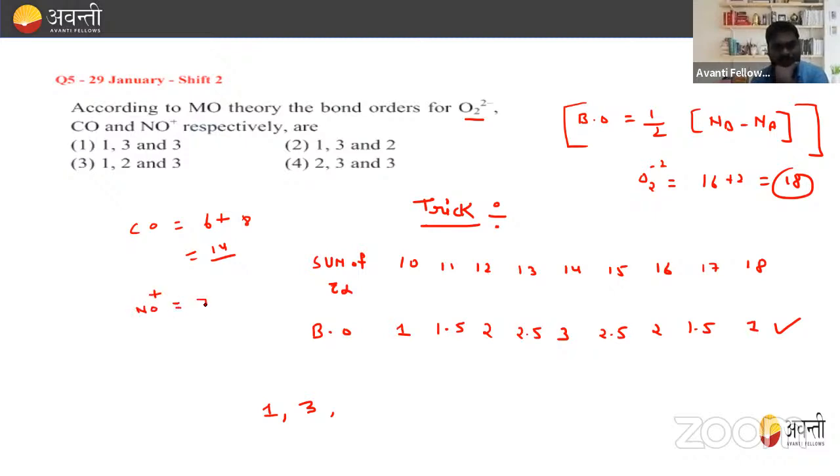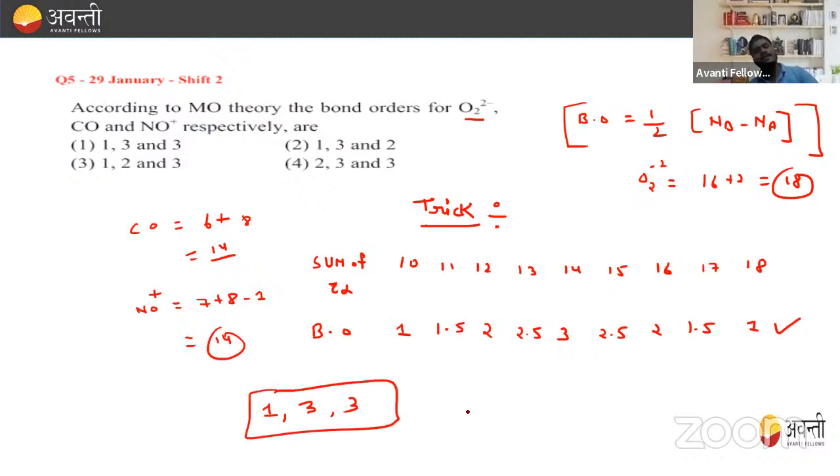Next is NO plus. Nitrogen has 7 electrons, oxygen has 8 electrons, and plus means subtract 1 electron. That is 15, and 15 means 1 less. How much is it? 14. Yes, 14 means 3. So the correct answer is 1, 3, 3. Yes, option number A. Option A is absolutely correct.